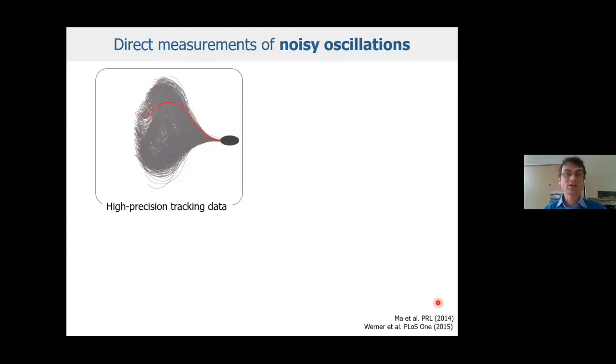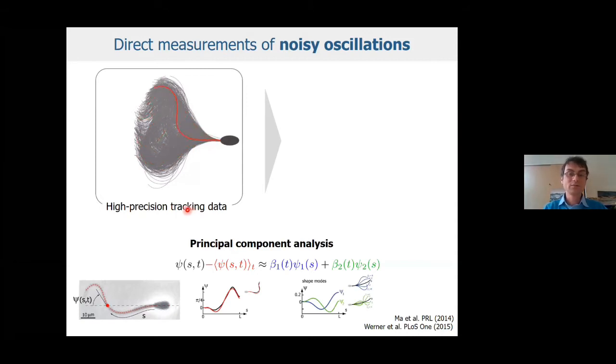So when we started this project 7 years back, we started with really high precision tracking data of a bull sperm cell. And here you can view subsequent flagellar shapes viewed in the coordinate system of the swimming sperm cell. So we watch the flagellar bending waves in a coordinate system that moves such that the sperm head appears at rest. And you've already seen before that we can then measure at each arc length position of the flagellum a tangent angle, so we can characterize each flagellar shape as a tangent angle profile psi that depends on arc length and of course also on time.